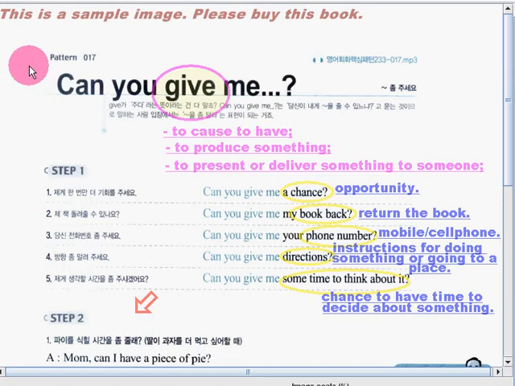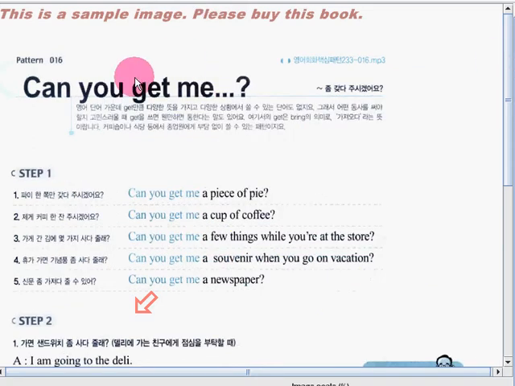Today we will discuss a new pattern, but before we do that, let's go back to our previous lesson. Can you still remember the pattern we had last lesson? Okay, I'll show you again. This was the pattern we had last time: Can you get me? Let's make a sentence for this one. For example, can you get me something to eat? I'm so hungry. Again, can you get me something to eat? I am so hungry.